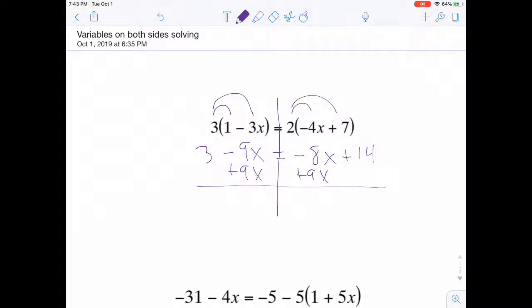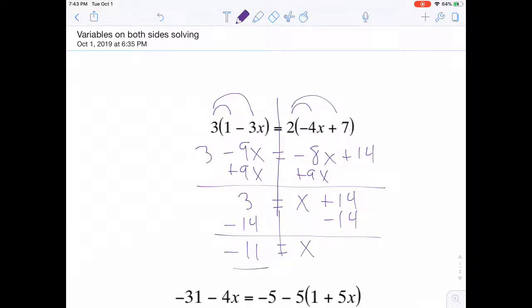If I add 9x, I'm left with 3 on the left-hand side. Negative 8x plus 9x is 1x, or just x, plus 14. And now that the x is on the right-hand side, now I want to move the constants to the left-hand side, so I'm going to subtract 14 here. On the left-hand side, I get negative 11. On the right-hand side, I get x. So my answer is negative 11 equals x, or x equals negative 11.